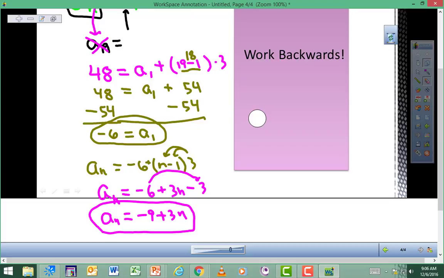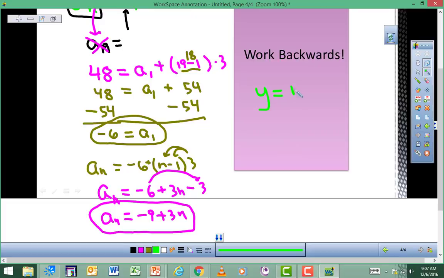Well, I was hoping someone else would see something that they've seen before. What do lines look like? What's a general equation for lines? Y equals what? Mx plus b. Do you guys see anything in this formula that looks like an mx plus b in here?